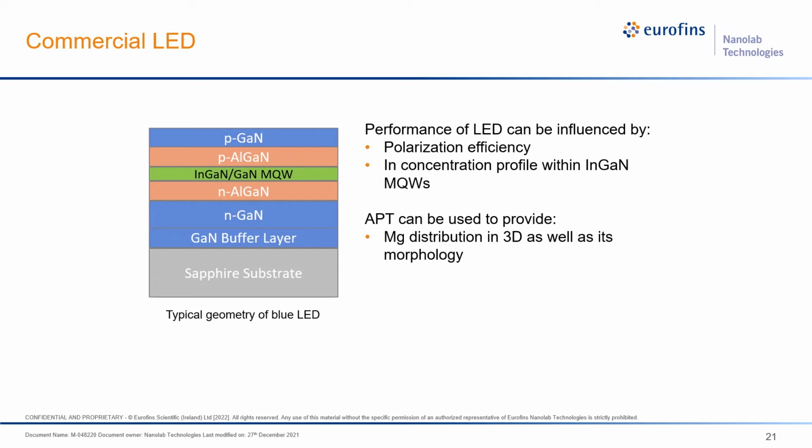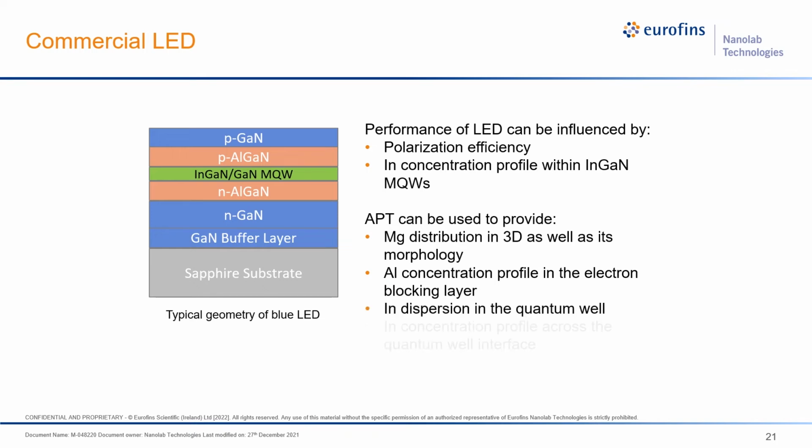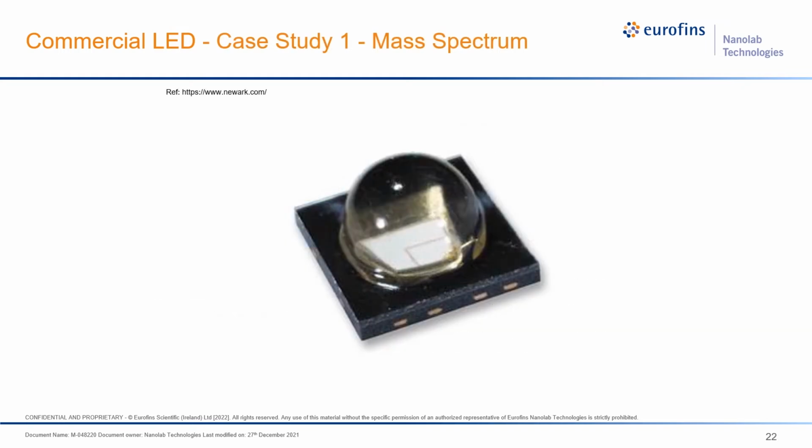The performance of these LEDs is affected both by the polarization efficiency as well as the indium concentration profile. And what we can do using APT is first look at magnesium distribution, which is a common dopant element used for the P-type layer. We can also look at the aluminum concentration profile in these aluminum gallium nitride blocking layers, the indium dispersion laterally in the quantum well, as well as the indium concentration profile, all of which ultimately affect the performance of the device. So let's take a closer look at this now.